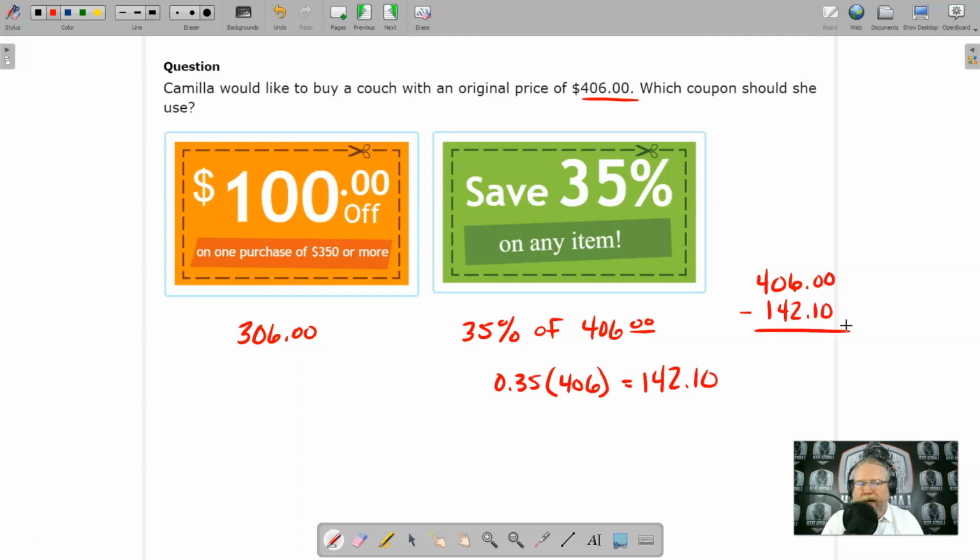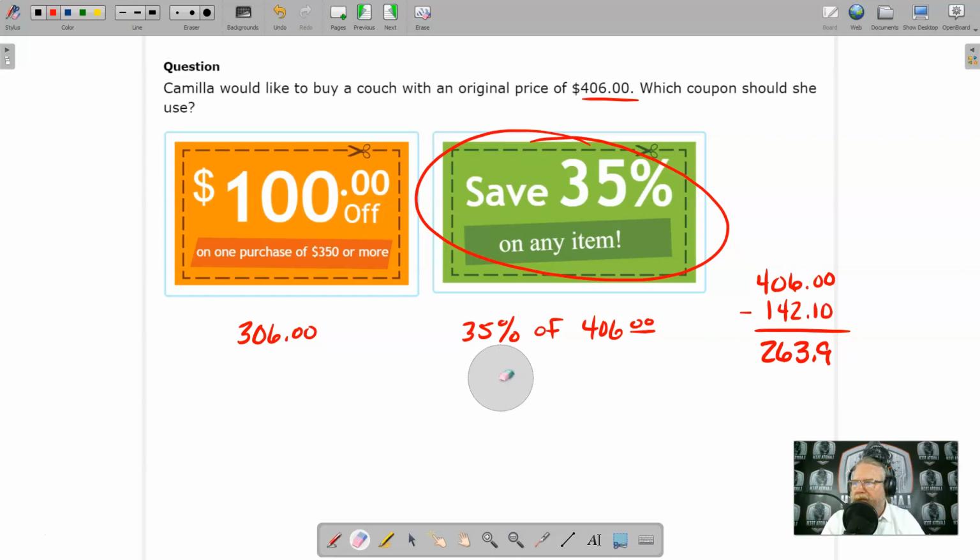And whenever I do that, 406 minus the answer, which is 142, I would end up with 263.9. So 263.9. And we see that this one's going to be the better deal. 263.90 is cheaper than 306. However, I would have approached this a little bit different.